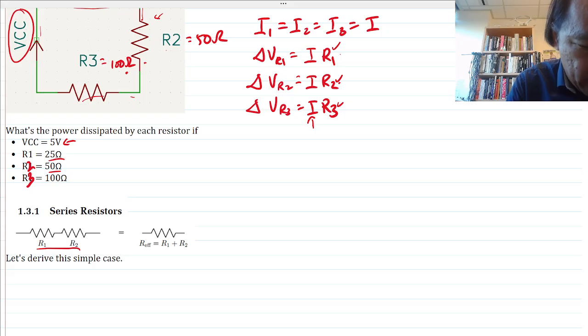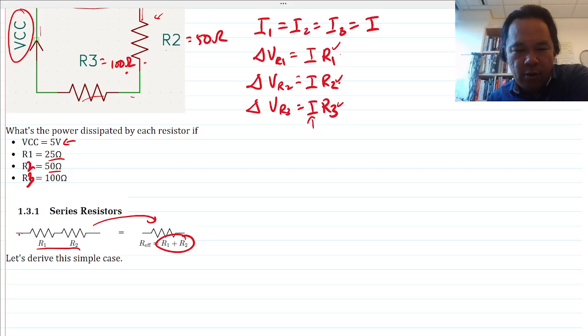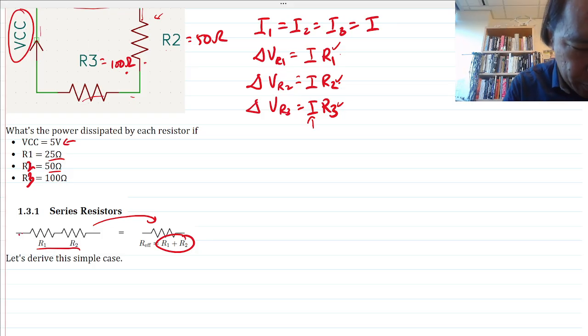So the 2 resistor case is that, if you apply a voltage across both of these resistors, what is the equivalent if they were just combined into a single resistor? And obviously the book already wrote the answer down, which is just going to be R1 plus R2. Okay, but let's just see how we derive this before we use it. So let's just do this with the 2 resistor case.